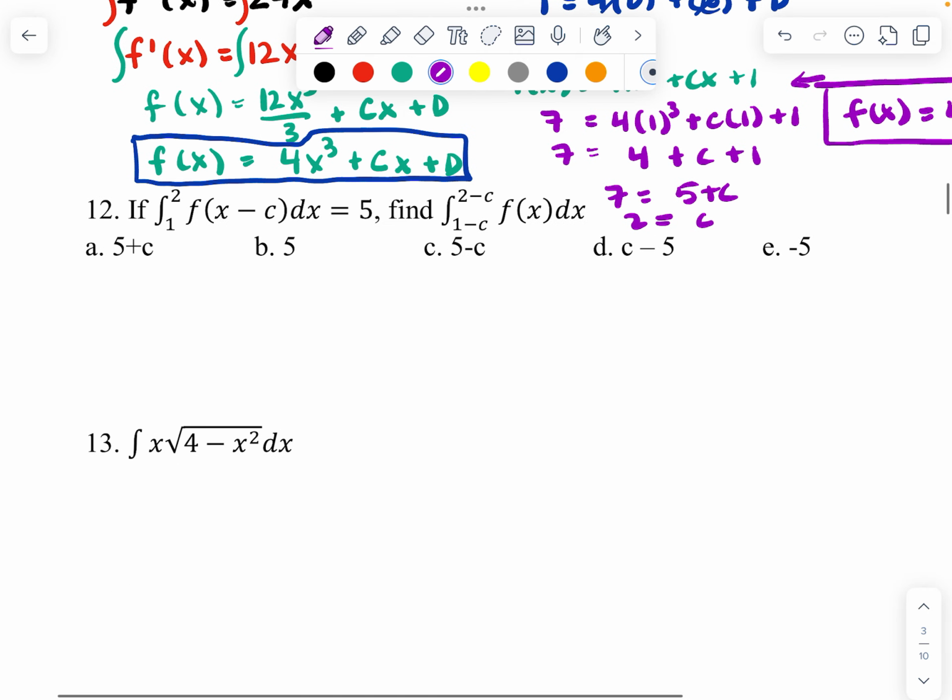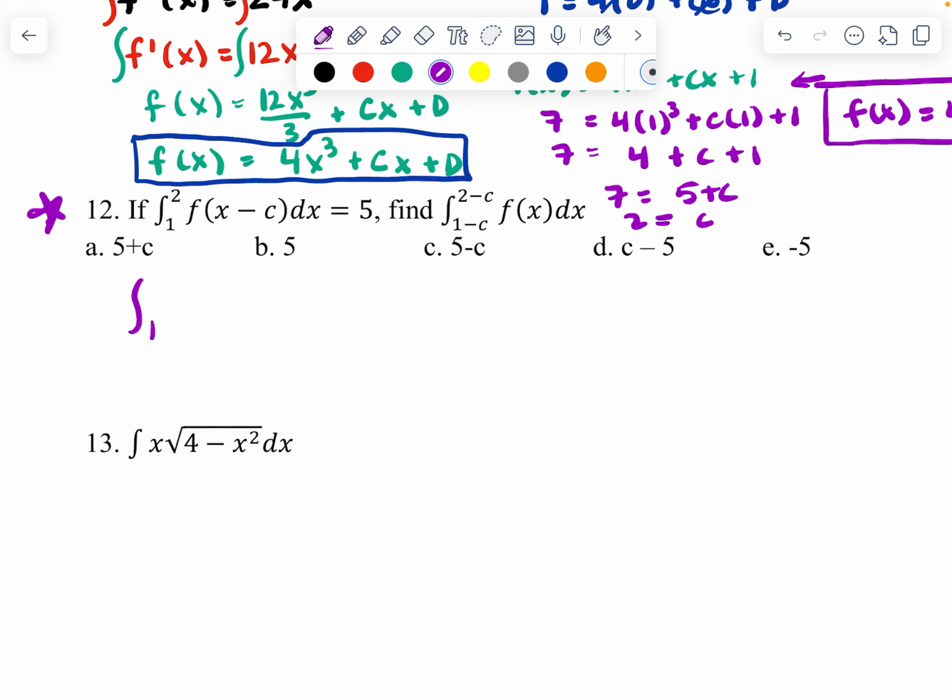Okay, so you guys, this one, hey, there's several questions like this on your test, so please make sure you know questions like number 12. Okay, it says, if the integral from 1 to 2 of f of x minus c dx is 5, find the integral from 1 minus c to 2 minus c of f of x dx. All right, so let's try to figure this out, you guys.